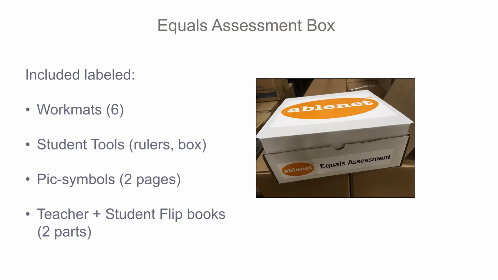There are 2 student tools, rulers to cut apart and trim, and a box template to assemble for volume. 2 pages of the assessment pick symbols are in the box as well, and the 2 flip books I mentioned earlier. There are copies of the assessment pick symbols in PDF format in the Equals assessment folder, if any are damaged or lost. All of these materials are specific to the assessment and should remain in the assessment box to promote efficiency and organization when administering the assessment.